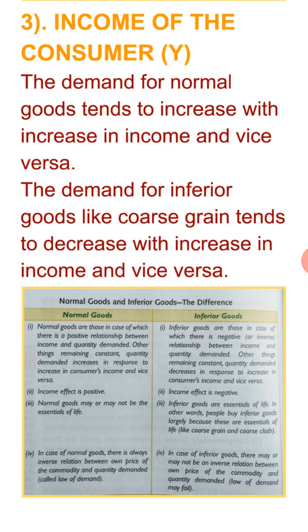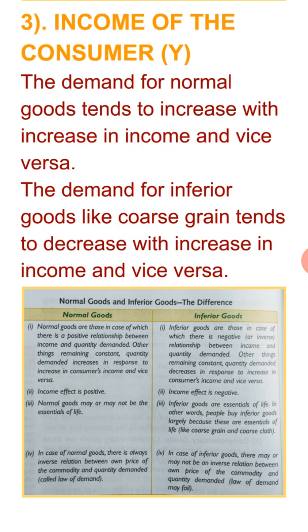But if we talk about the inferior goods, the demand for inferior goods like coarse grain, जिसको हम लोग हिंदी में बोलते हैं मोटा अनाज, जैसे मक्का, बाजरा, ज्वार, tends to decrease with increase in income. जैसे ही कंज्यूमर की इनकम इंक्रीज होगी तो कंज्यूमर इन कोर्स ग्रेन्स का, जिनको हम लोग इन्फीरियर गुड बोलते हैं, लो क्वालिटी गुड्स, उनकी डिमांड डिक्रीज होगी. And as soon as the income will decrease, we will consume more and more low quality goods.